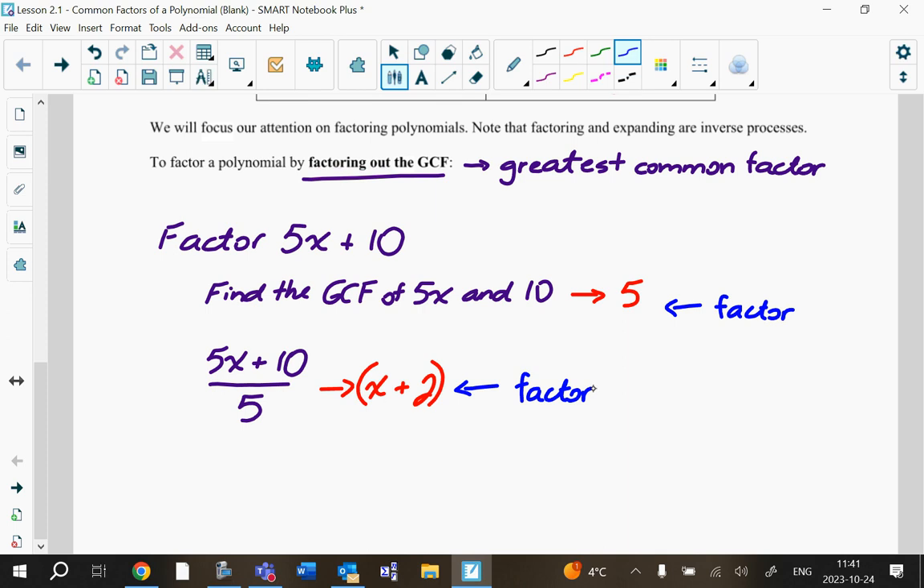So your final answer, you got to show the multiplication. You got to take the first factor, which is the GCF, and times it by the second factor, which is x plus 2. That's your final answer. Okay, let's just practice finding the GCF first, and then we'll start factoring a few of them, because you need to be comfortable finding the GCF first.